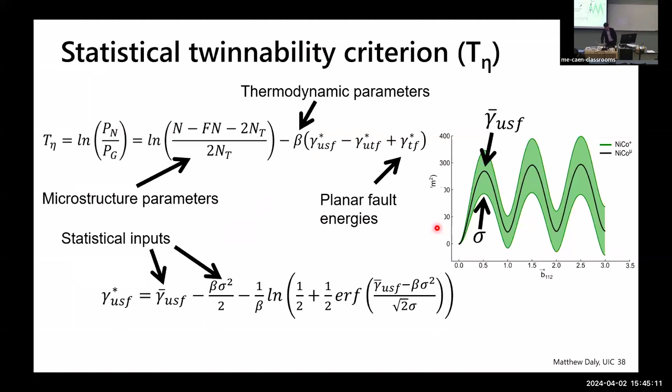So this twinnability criterion that I've shown here, there are many of these in the literature. We have our own humble contribution to this literature. The basics go back way back to Tadmor in the early 2000s and Jim Rice even before that. Basically, what it's telling you is, is a material from a crack tip, that's the original analysis, likely to undergo twinning or slip? We've extended that to consider extended deformation. So not talking about the first nucleation event, but talking about subsequent nucleation events.